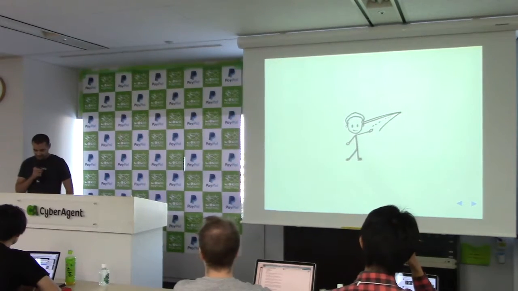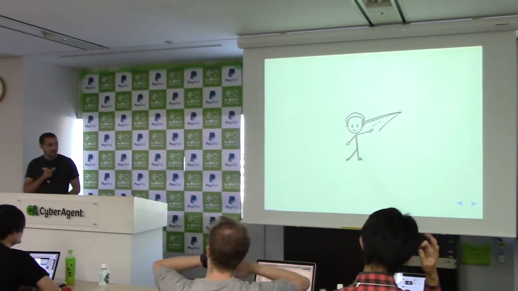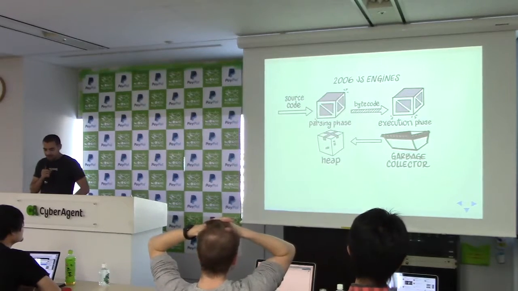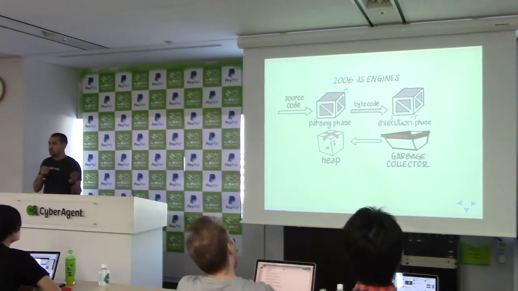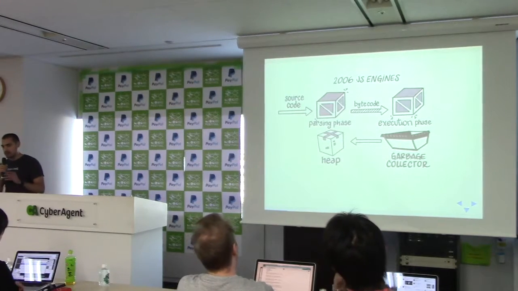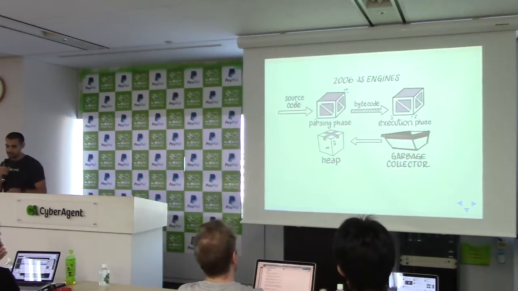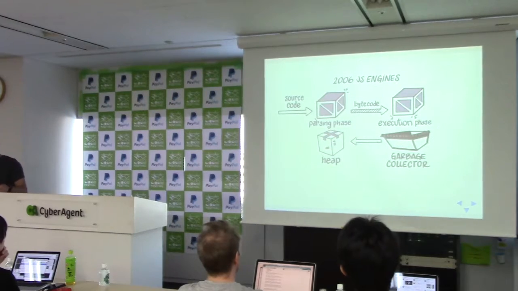So, yeah, JavaScript engines will first grab your source code and will transform that into an abstract syntax tree, right? Or AST for short.